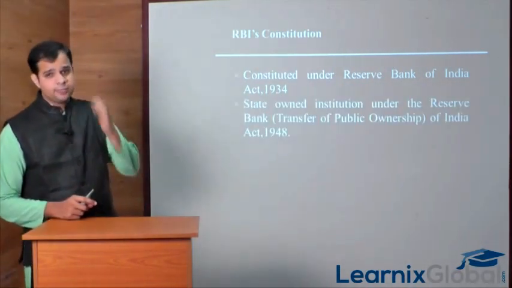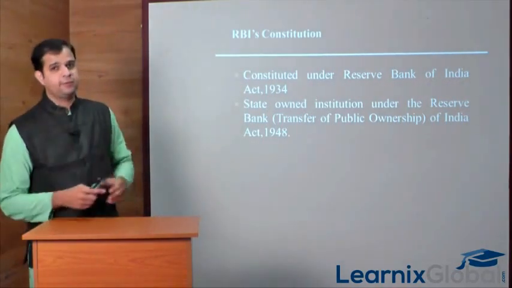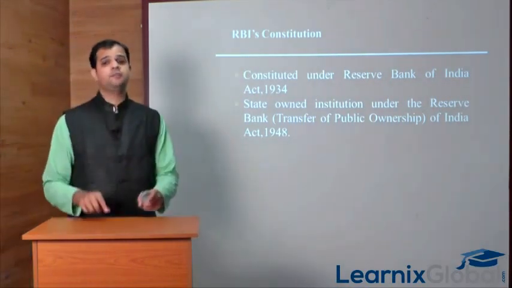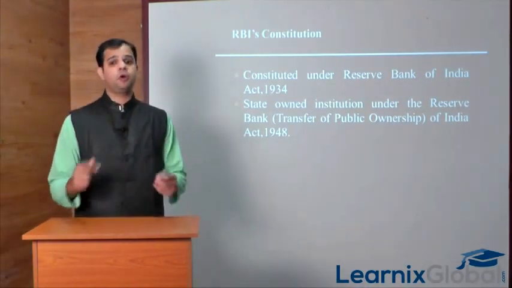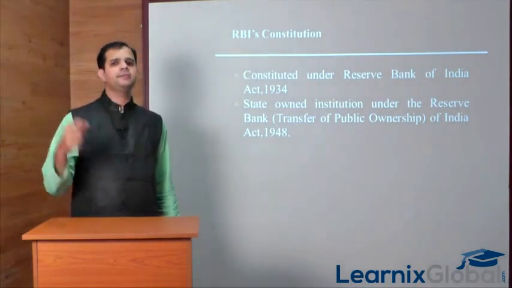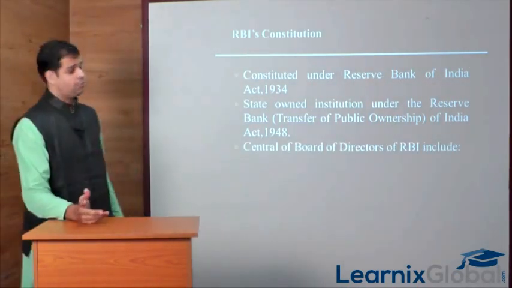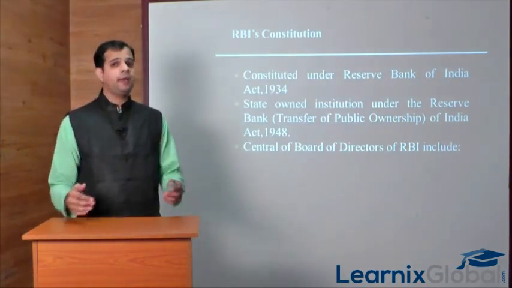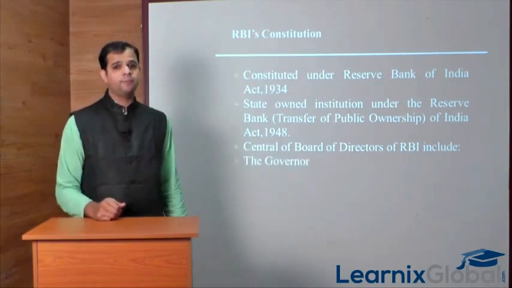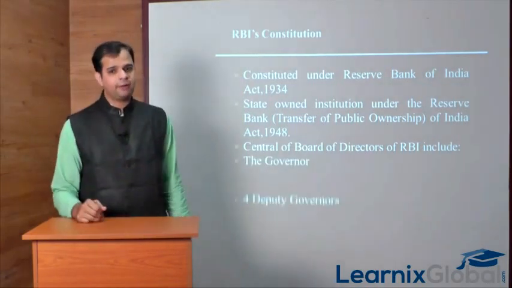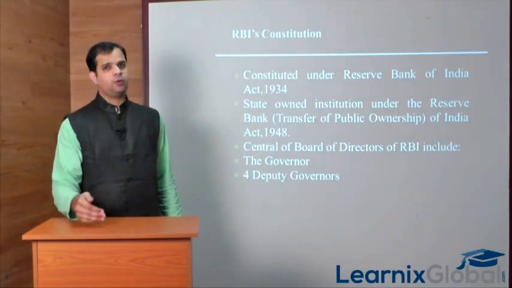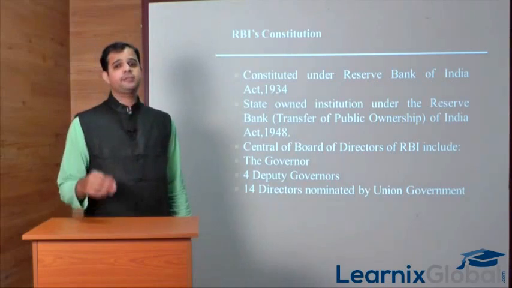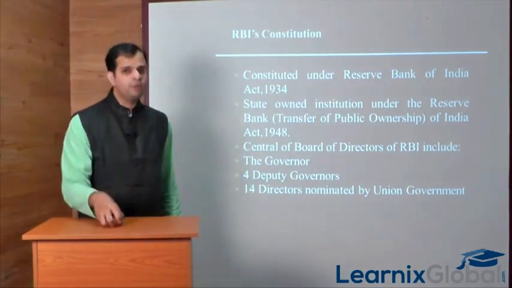Point number 2, it is a state-owned institution under the Reserve Bank. So the Reserve Bank is a state-owned institution, which means there is a transfer of public ownership of India Act. So as per the Act, this has been implemented. Point number 3, Central Board of Directors. RBI has directors which include, first, the top position, the governor; second, assisted by 4 deputy governors; third, 14 directors appointed or nominated by the union government.